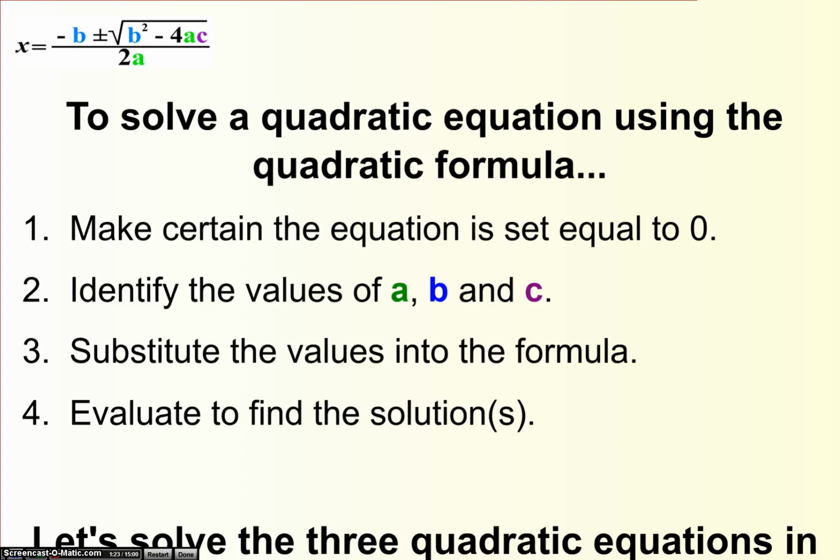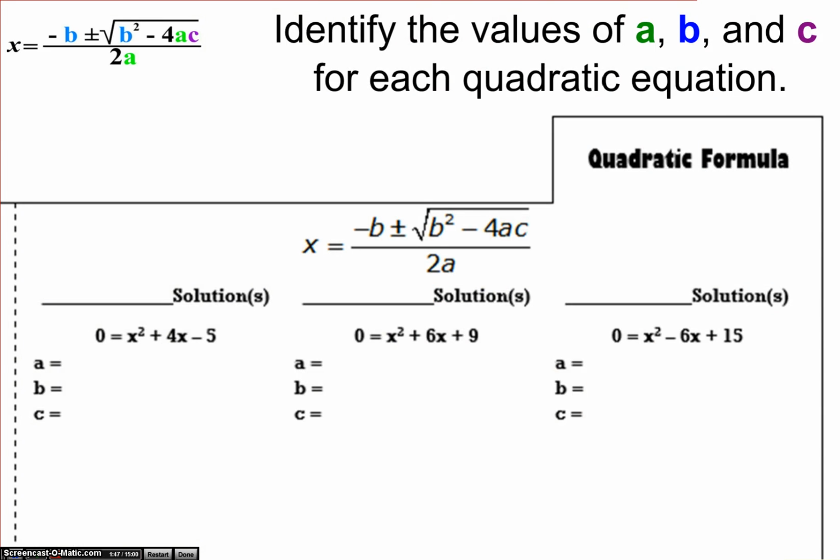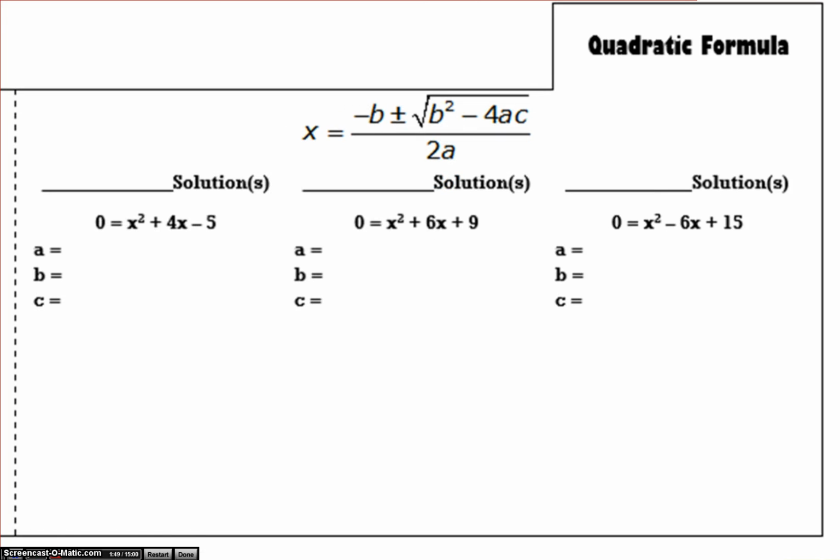To solve a quadratic equation using the quadratic formula, I need you to write these 4 points. Actually, you don't because you have the notes. So, make certain the equation is set equal to 0. We already know that has to be done. Identify the values of a, b, and c. Substitute the values into the formula, and then evaluate the solutions. So let's go ahead and solve our 3 examples in our tab book.